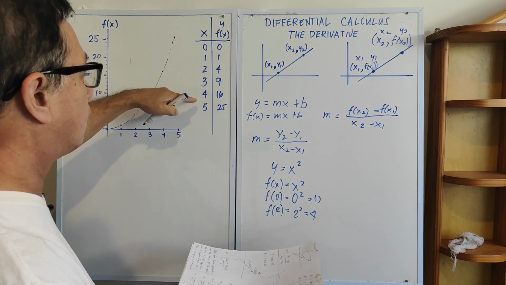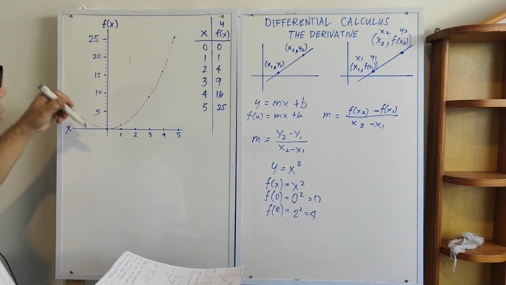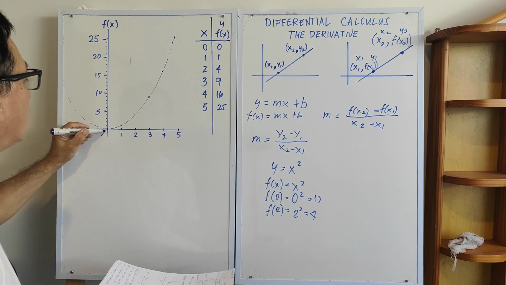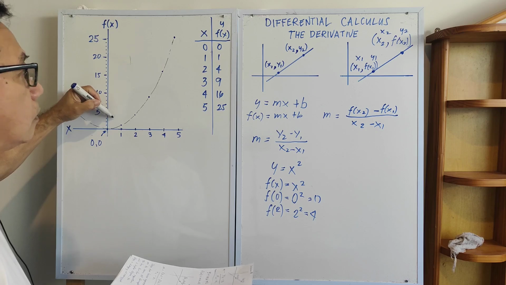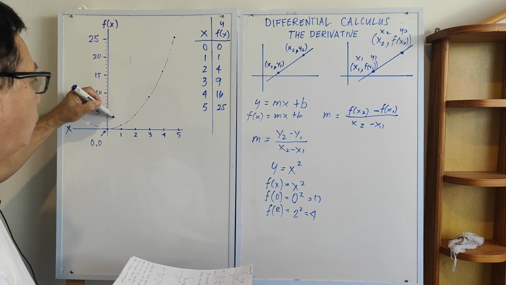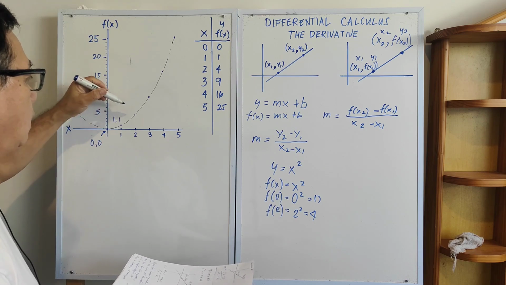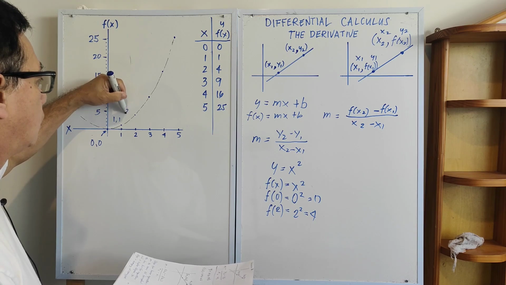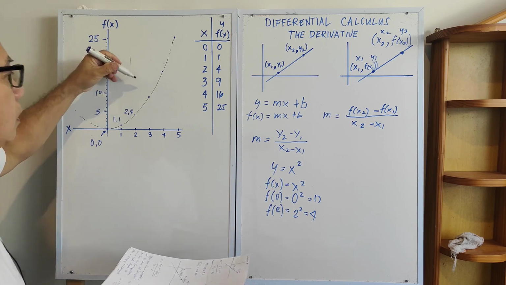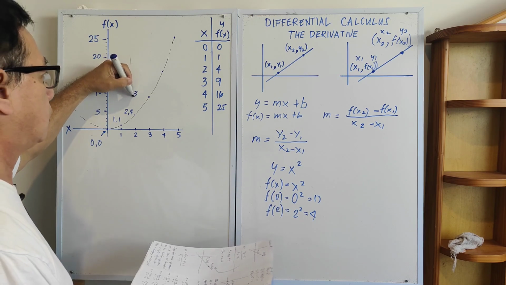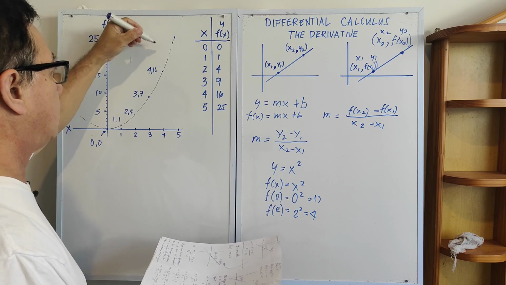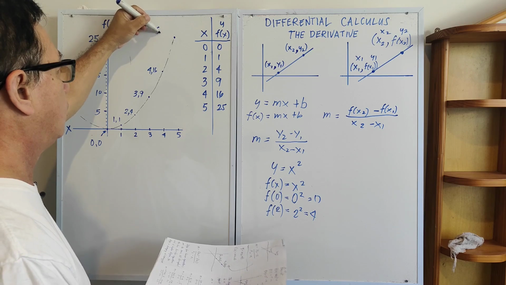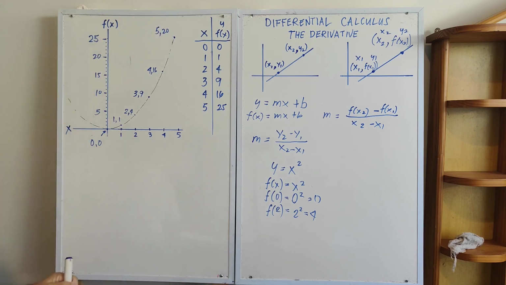So I have plotted more points. This is your 0, 0. This is your 1, 1. This is your 2, 4. This is your 3, 9. This is your 4, 16. And this is your 5, 25. This point. Okay.